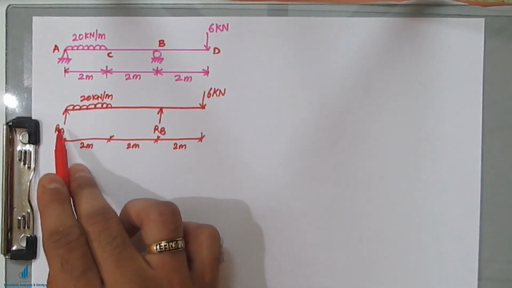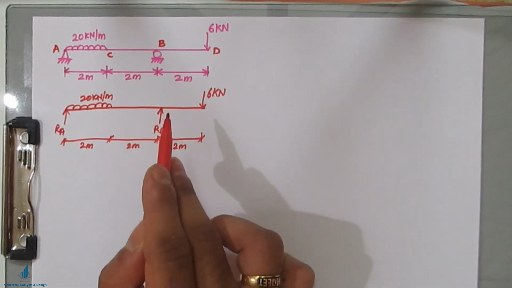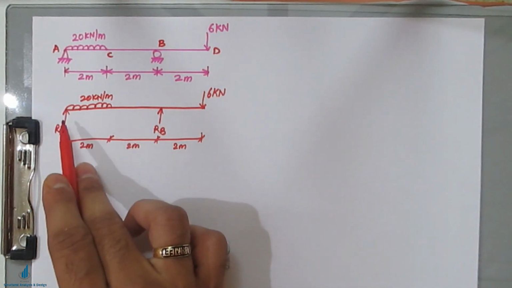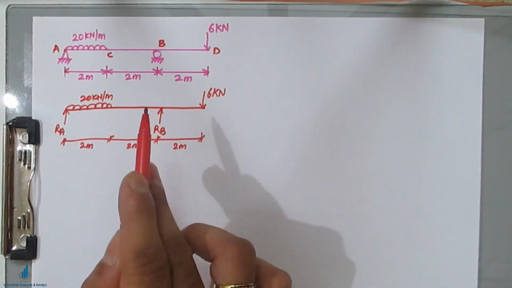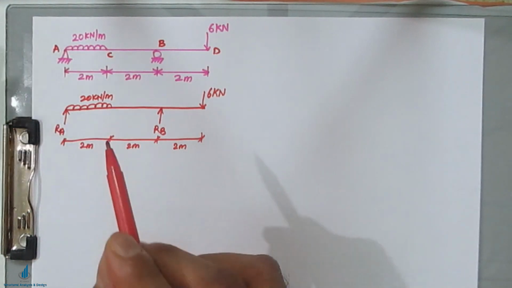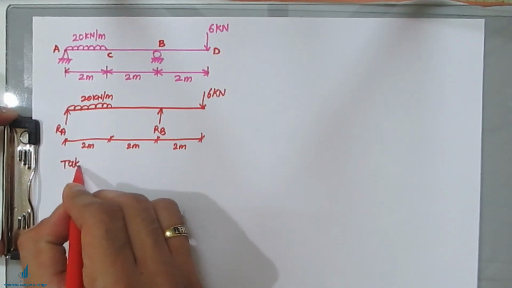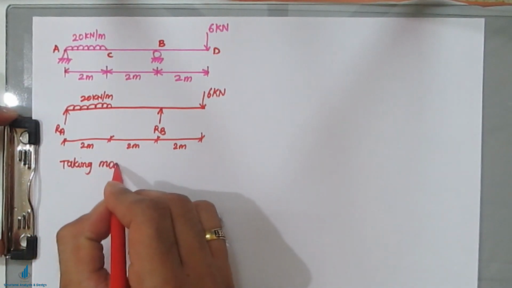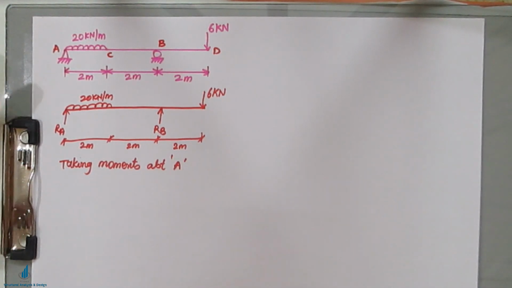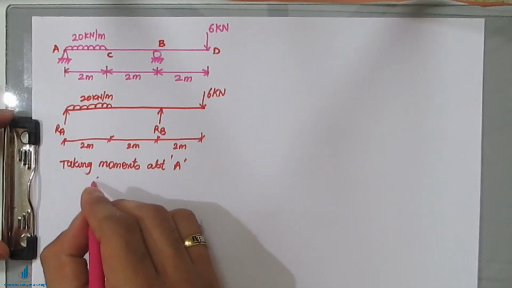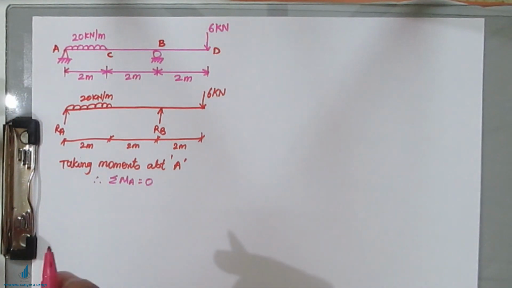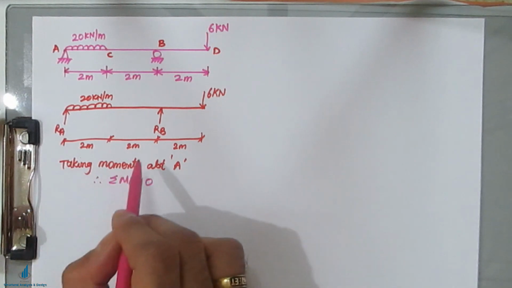Now we need to calculate RA and RB before proceeding to the shear force and bending moment. For this you can take moments either about A or about B. I will take moments about A. So taking moments about A, sigma MA equals 0, because we are taking all the moments about A.